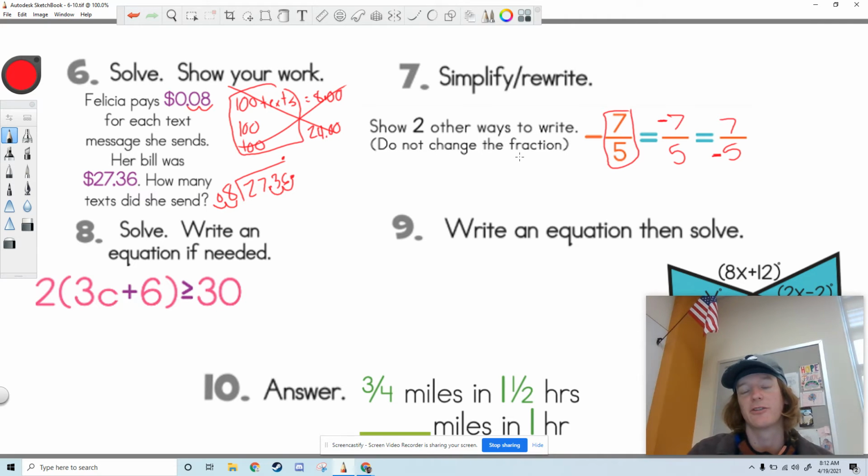I'm not exactly sure what this problem was looking for. They might be wanting us to write equivalent fractions, but when we have a negative, we can bounce that negative around. This is 3 ways to show negative 7/5.